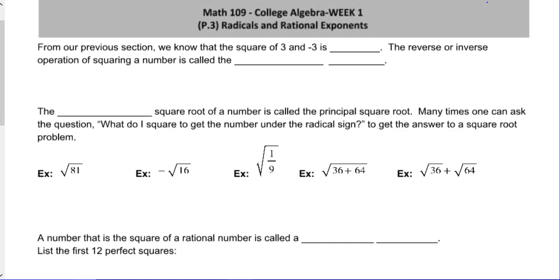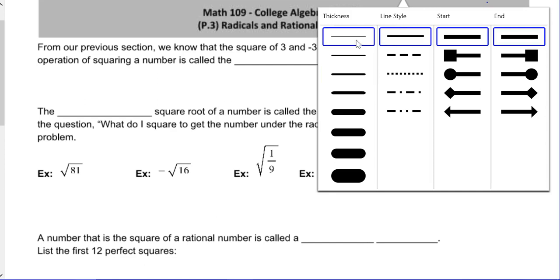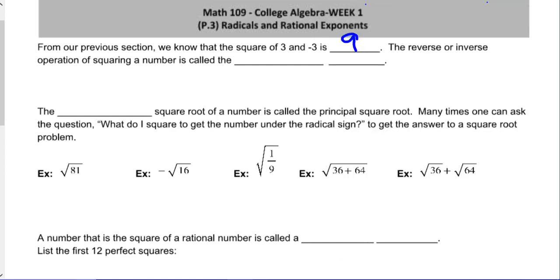From our previous section, we know that the square of 3 and negative 3 is the number 9. Now, the reverse or the inverse operation of squaring a number, going backwards: if I start with 9, how can I get to 3 and negative 3? That is what we refer to in math as the square root function or operation. So, if I say I have 9, then I want to use this symbol, which sort of looks like a check mark.